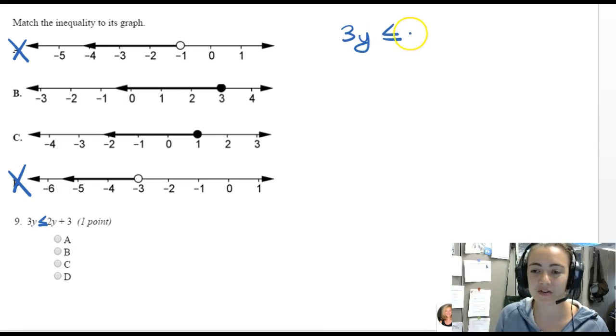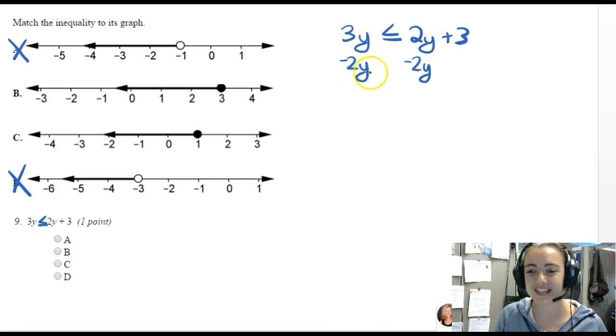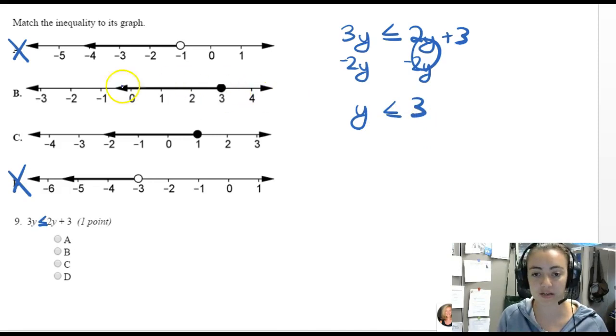3y is less than or equal to 2y plus 3. We have variables on both sides, so we got to put variable on only one side. Let's subtract 2y from both sides. 3y minus 2y is y. 2y minus 2y is 0. We have 3. So y is less than or equal to 3. That looks like option B here.